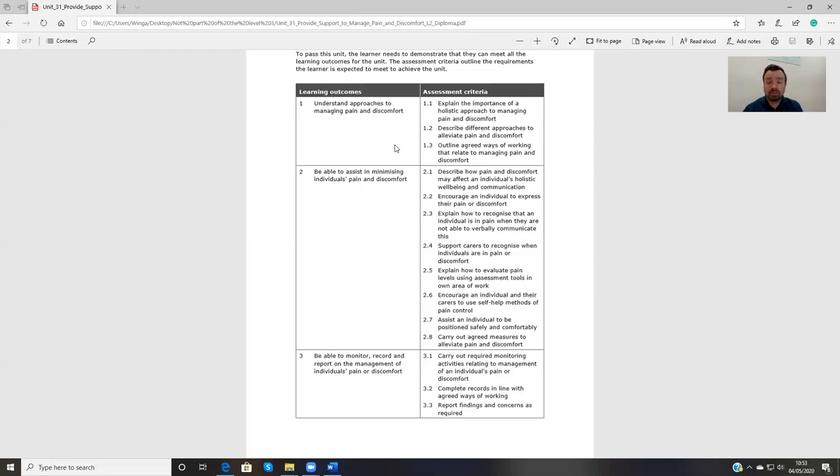3.1 requires us to carry out monitoring in relation to managing the individual's pain and discomfort. So some people will have medication called PRN, meaning they can take pain relief as and when required. If they're taking pain relief all the time, one assumes then it's no longer a PRN and it should become part of the normal medication process. If somebody is on long-term pain relief, then we need to look at what the effects are on the body. Maybe we need to do a medication review. If the pain medication isn't working, then again, maybe that needs to be reviewed as well.